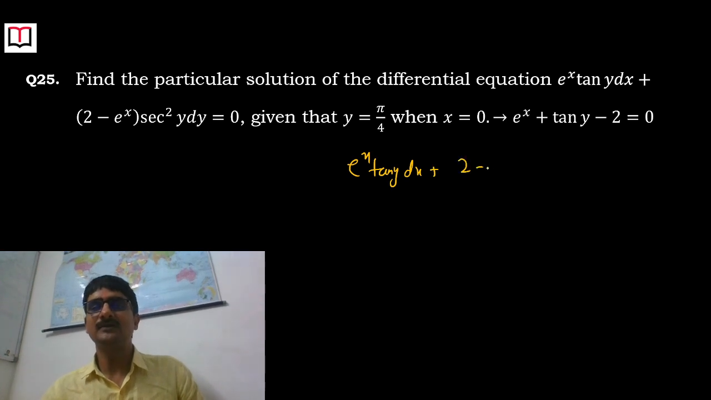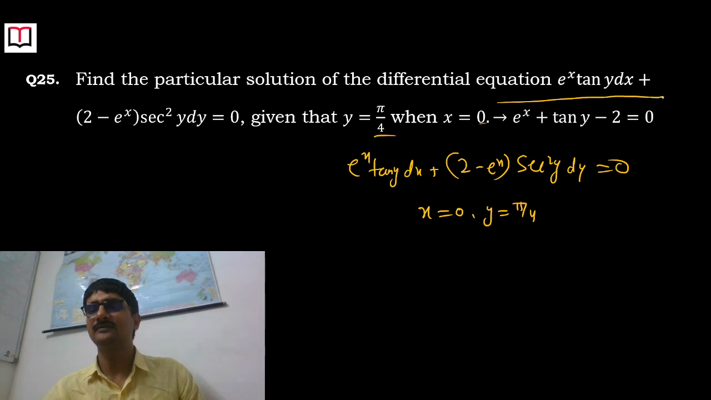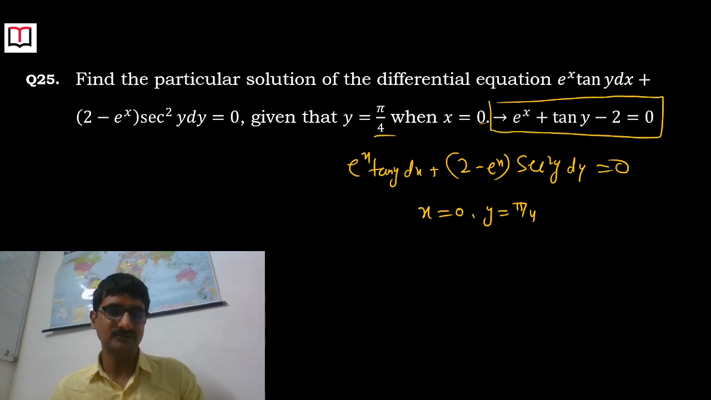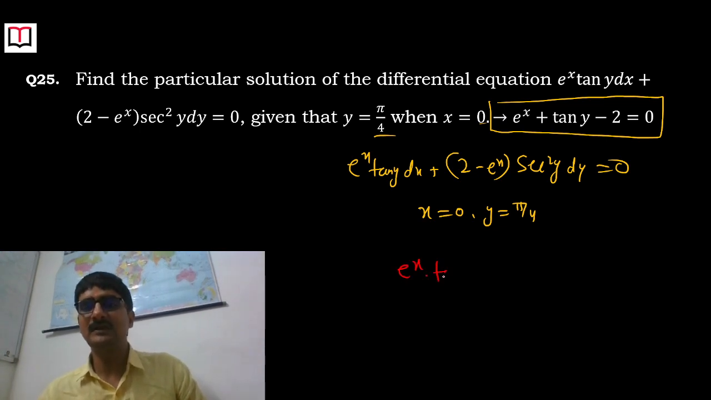Now find the particular solution of the differential equation e raised to the power x tan y dx plus (2 minus e raised to the power x) sec square y dy equal to 0, given that y is equal to pi by 4 when x is 0. That's again the answer, which you should check once we get it. It's a simple, direct variable separable form, right?